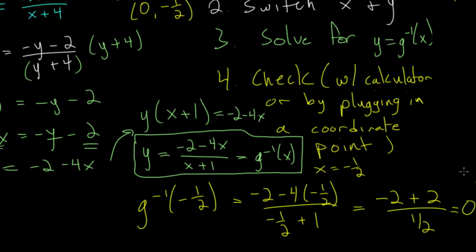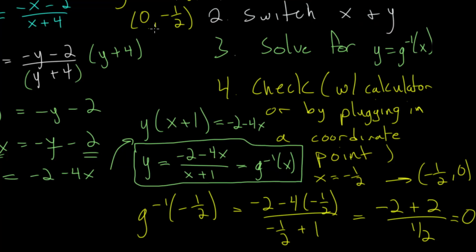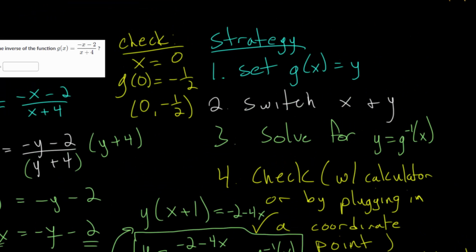So we do get the point we wanted. So that means that this does go through the point minus 1/2 comma 0, which, as you can see, is the switched coordinate point for the x and y values of the point it goes through on the function g of x. So since we got the opposite point, now we can feel very confident that this is in fact the right answer, and that's what we would put into our box here for this Khan Academy exercise.